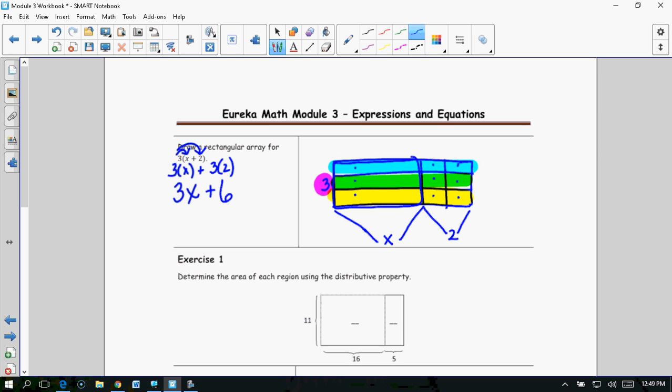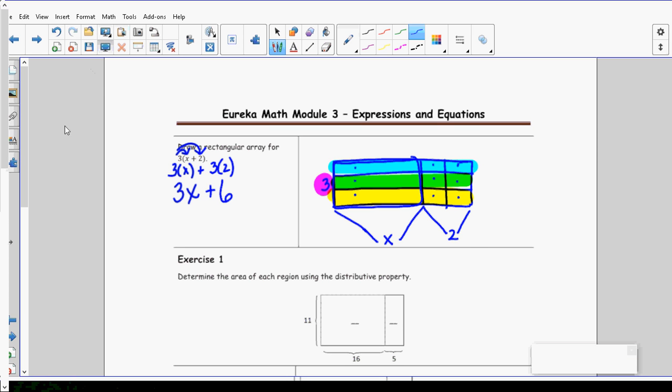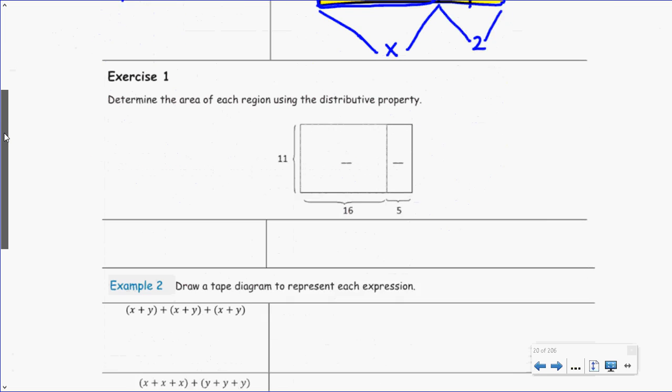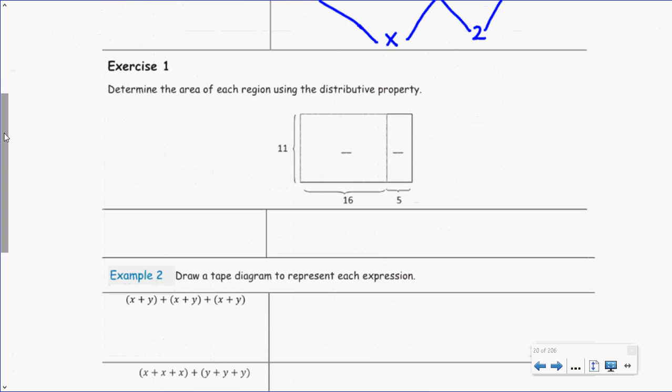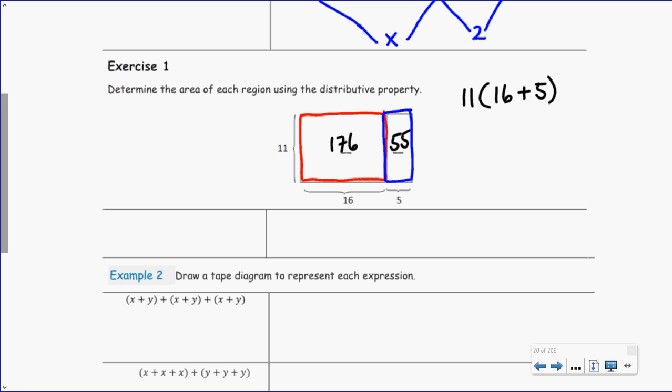In exercise 1, we're going to come up with the areas when we know the numbers. So this one is saying 11, and I'm going to multiply that by 16, and I'm going to multiply it by 5. So I can write it like this using the distributive property. And then inside here, I can do 11 times 16, which is 176. And then I can do 11 times 5, which is 55. You can think of that as area. See how 11 times 16 gives me the area of that rectangle? And then I'll change colors so that you can see 11 times 5 gives me the area of that rectangle.